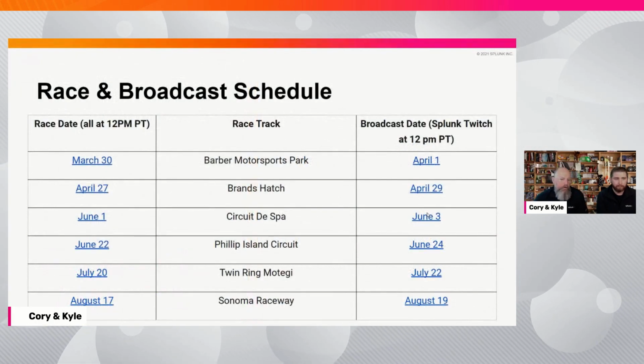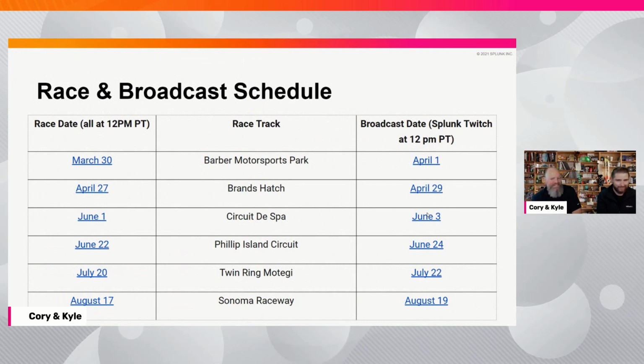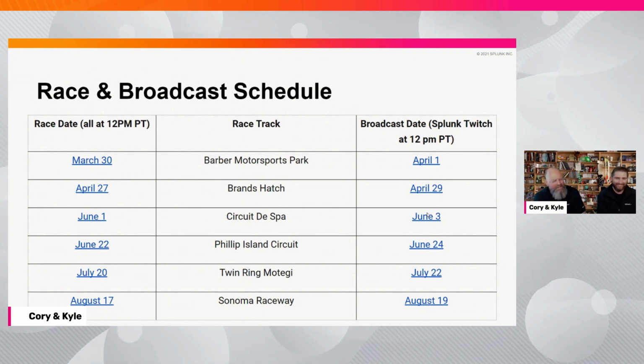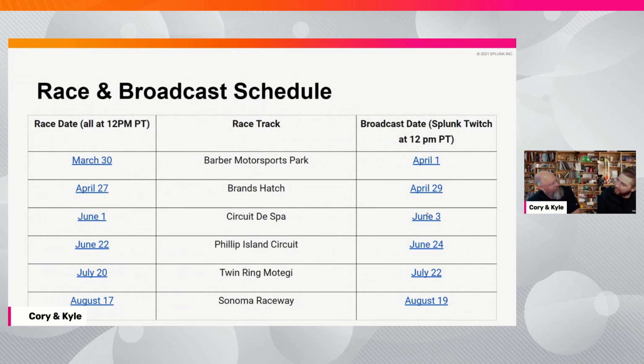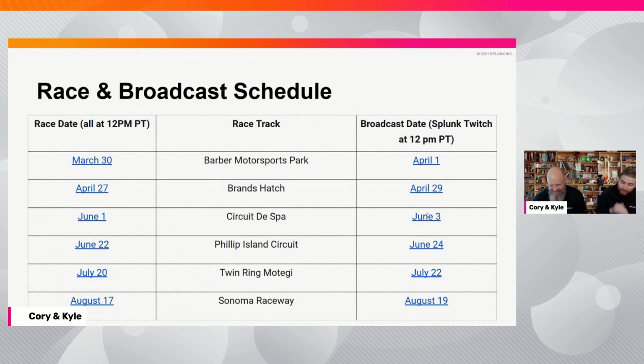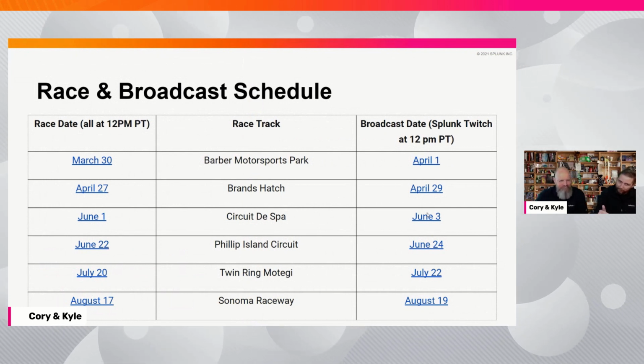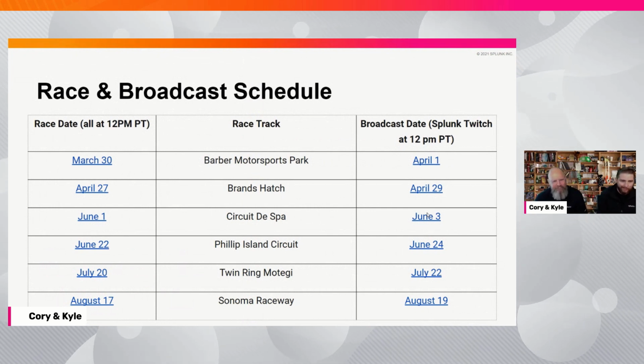As a recap, we've raced at Barber and Brands Hatch this week. Yesterday, you saw the race over on Splunk's Twitch channel where we raced at the Spa circuit. Things did not go so well for me. Kyle, you did well. You qualified where you ended. Yeah, I finished where I qualified, and I was pretty happy about that. In the race world, if you can qualify and stay the same or do better, that's good. If you do worse, that's not so good. Fortunately, I was able to do perfectly average. I'm pretty happy with that. We'll see how I go at the end of this month at Phillip Island in Australia. Well, actually, that's a good point, though.